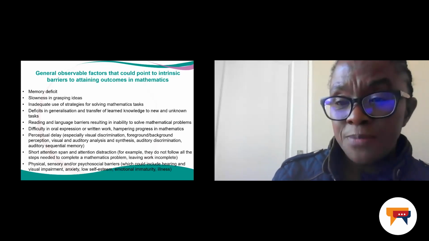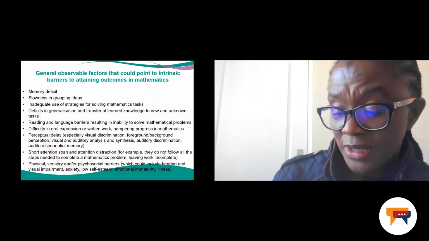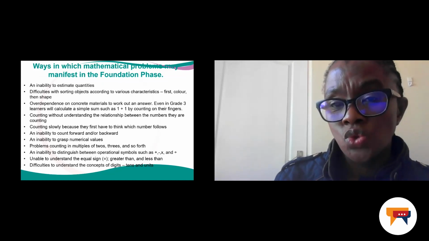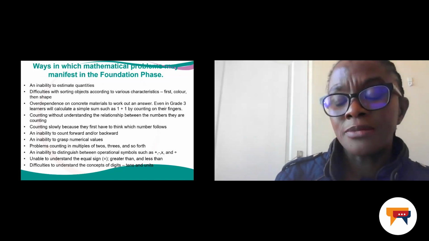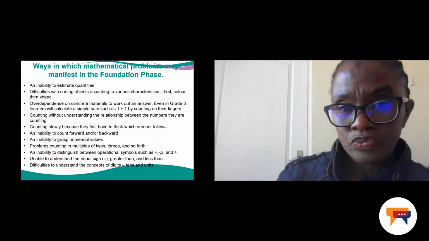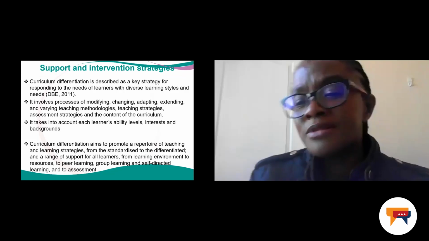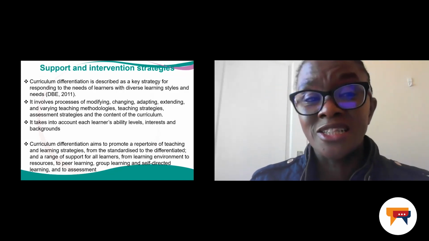Let me not go deeper into the observable factors that could point to intrinsic barriers to learning, because I just want to rush to the exam preparation. Now let me dwell deeper into the support and intervention strategies.